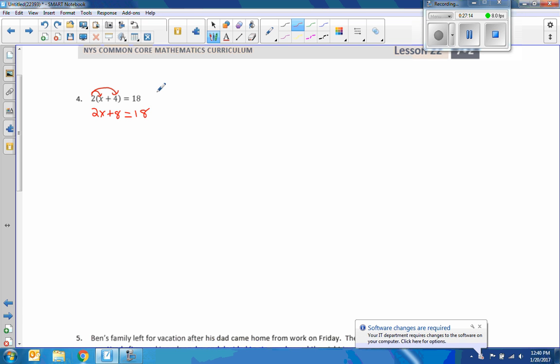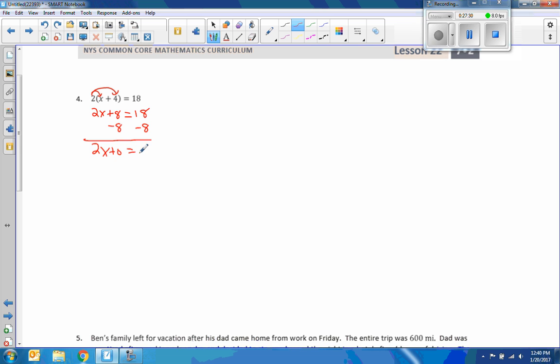There's another way we can do this, and I'll show that in a moment, but I wanted to show the distributive problem first. Now I want to get the x by itself by subtracting 8 from 6. This is going to give me 2x plus 0. This is going to give me 10. And the additive identity says that that is 2x.